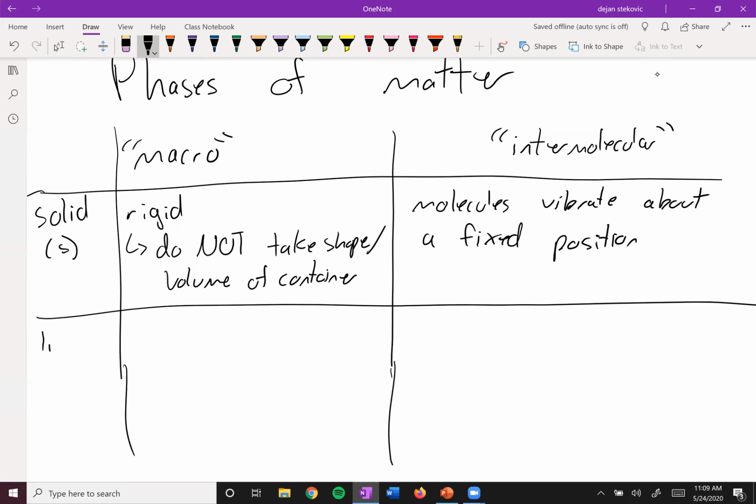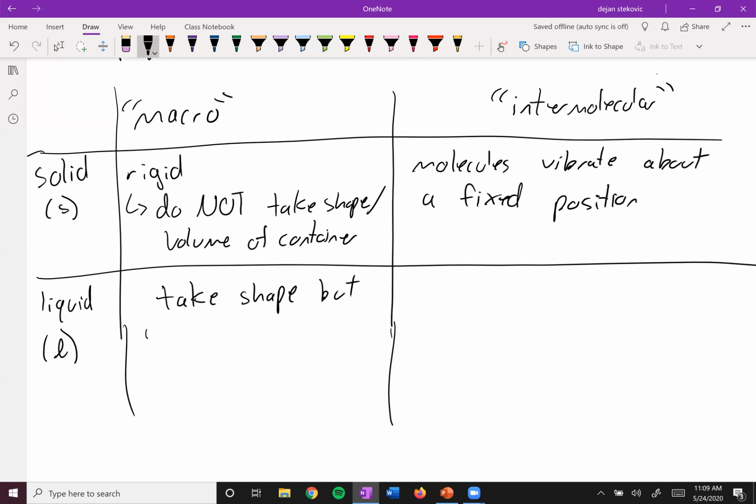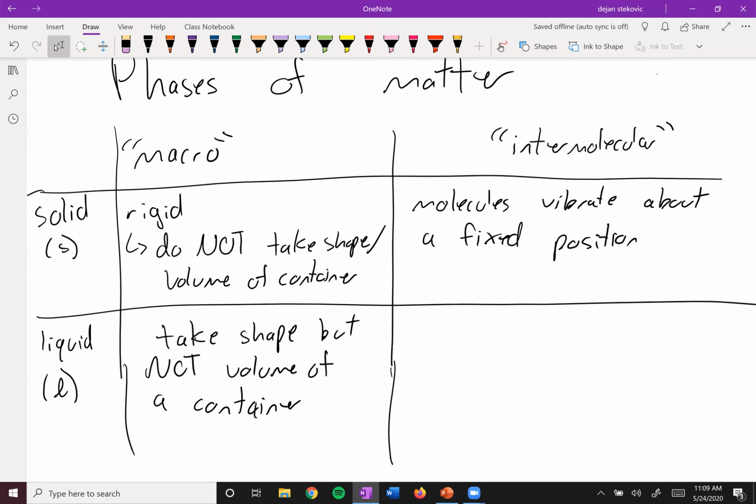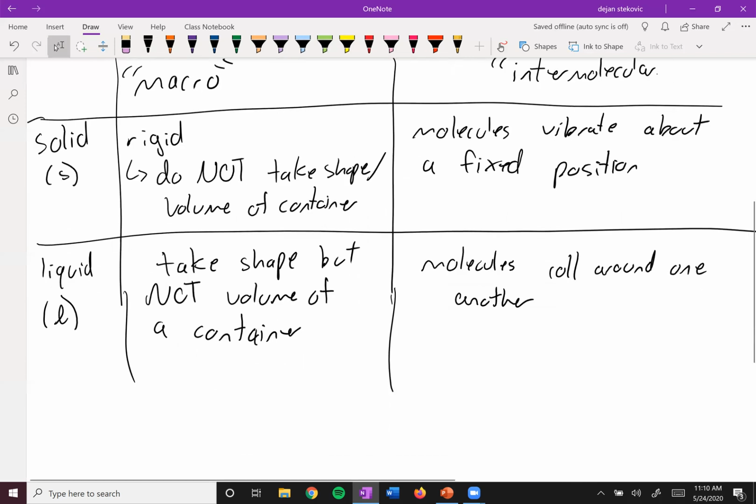Our next state of matter will be liquid. Liquid gets the symbol of a cursive L. If you pour some water into a glass, it'll take the shape of the glass, but as long as you don't pour too much water, it won't take up all the volume of the glass. So liquids take the shape, but not the volume, of a container. Unlike solids, liquids are free to move around from place to place. At the molecular level, the molecules are rolling around one another. They're still in constant contact with one another, but they can switch places with one another.